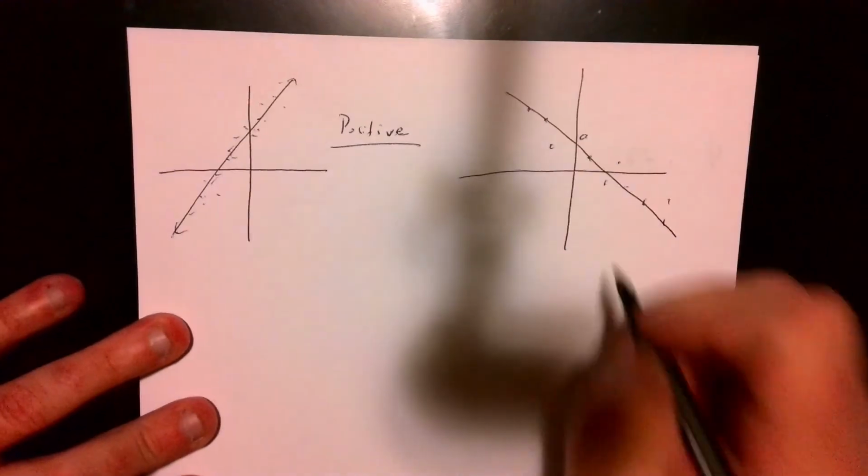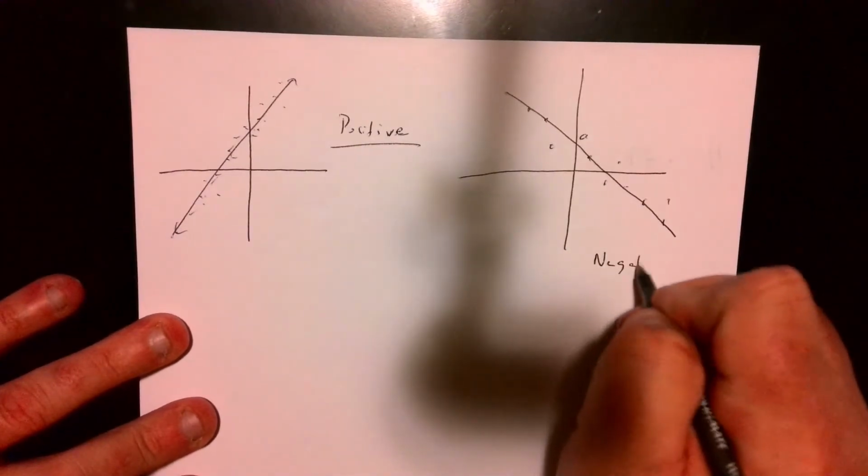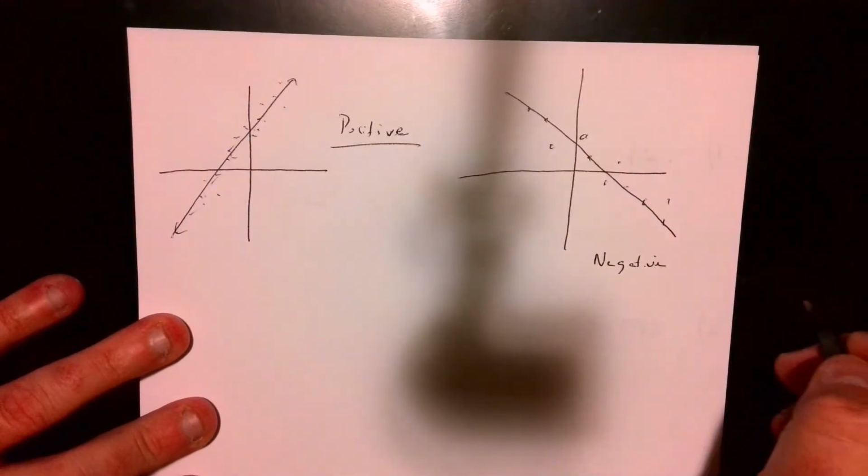It's going down to the right. So hopefully you said that is a negative correlation. Okay. All right, here's some ones that trick kids.